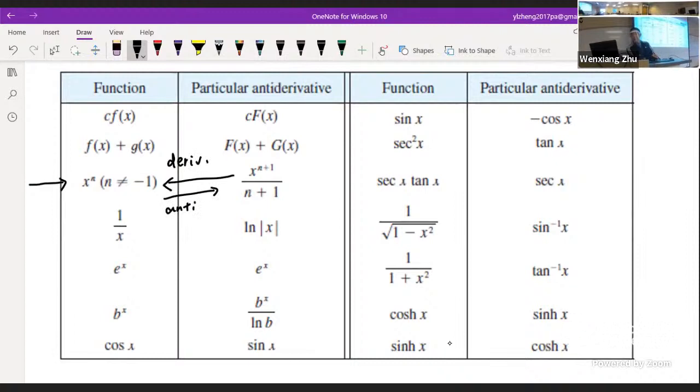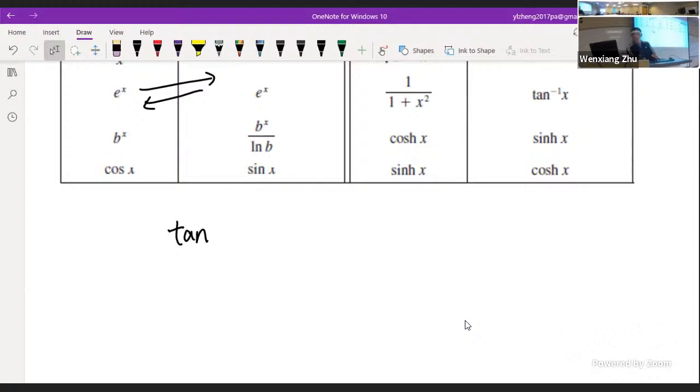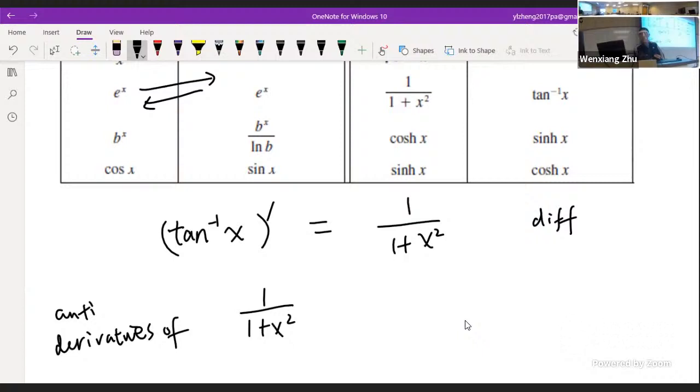So for example, let me talk about this one. We know if you take the derivative of inverse tangent x, what you have is 1/(1 + x²). So that's a differentiation rule, right? Automatically, this gives you the antiderivative. You go backwards, so the antiderivative of 1/(1 + x²) is equal to this function in the parenthesis. That's only one. You want to get a whole family of that.